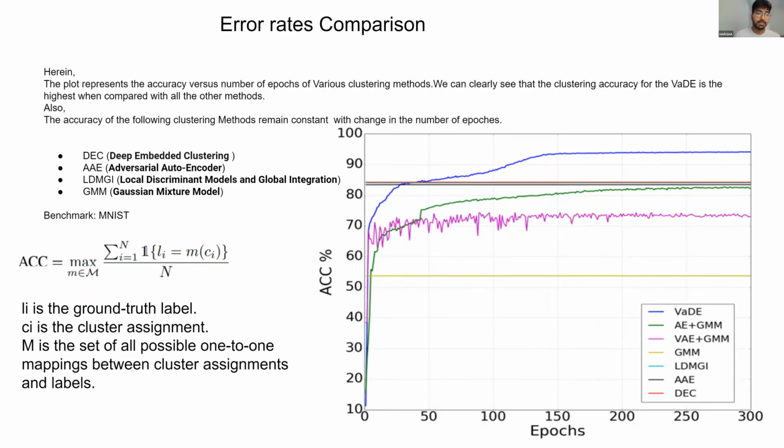The equation on the left is used for calculating the accuracy here, where l_i is the ground truth label, and c_i is the clustering assignment from the clusters that are obtained, and m is the set of all possible one-to-one mappings between cluster assignments and labels. Next slide.